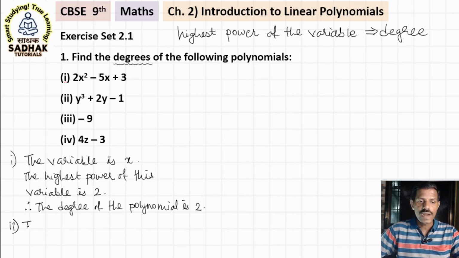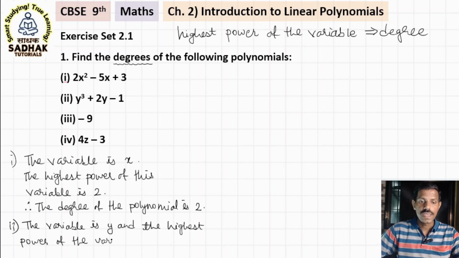So let us write the answer. The variable is y, and the highest power of the variable is 3. Therefore the degree of the polynomial is 3. That way we can answer this question.